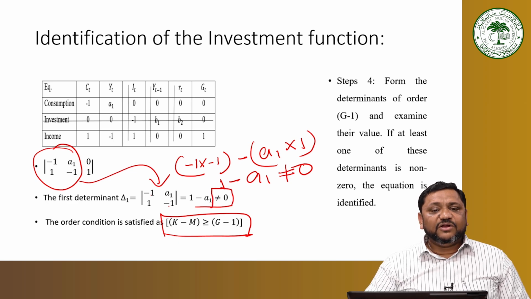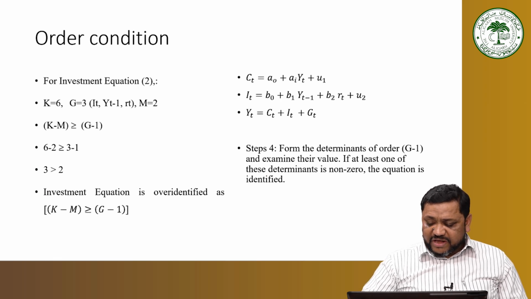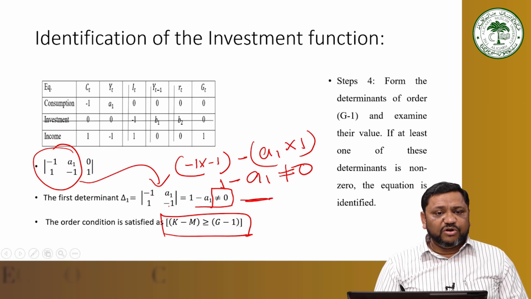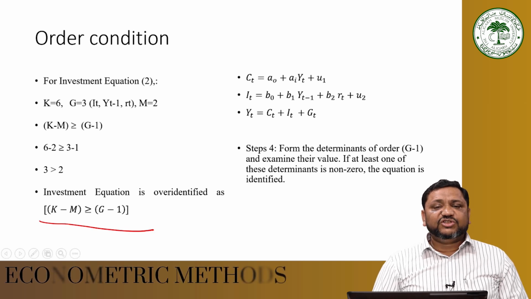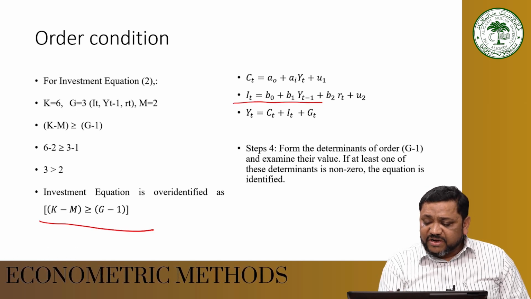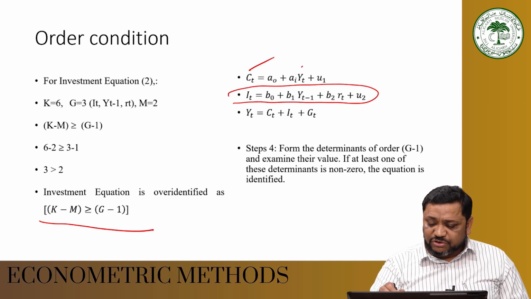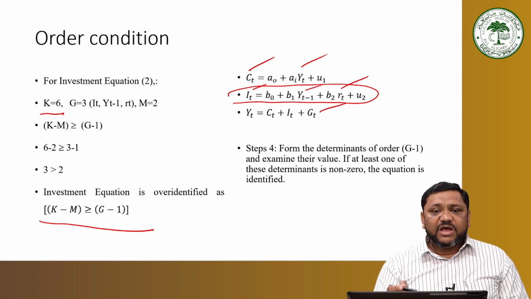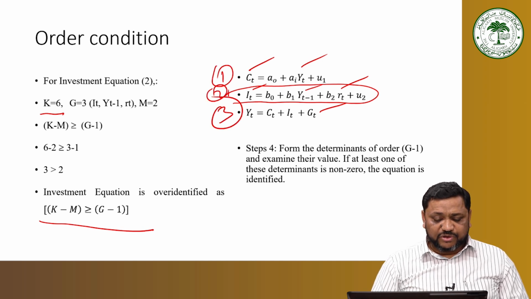So we can say that your investment function, no, sorry, we need to identify, we just skipped a step. We have satisfied this condition that one non-zero determinant is there. Now the other condition was k minus m should be greater than g minus 1. So this is the investment equation. What is k? The total number of variables: 1, 2, 3, 4, 5 and 6. K is equal to 6. G, how many equations are there in total? 1, 2, 3. G is equal to 3.